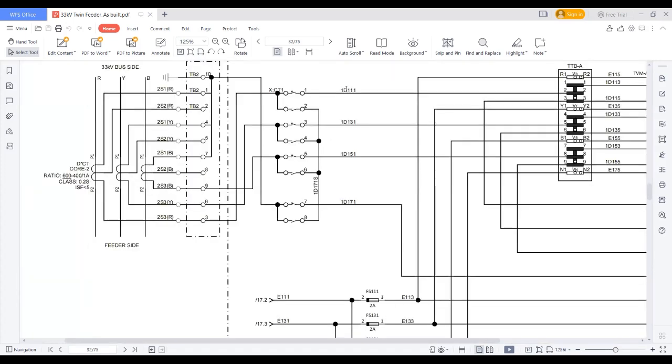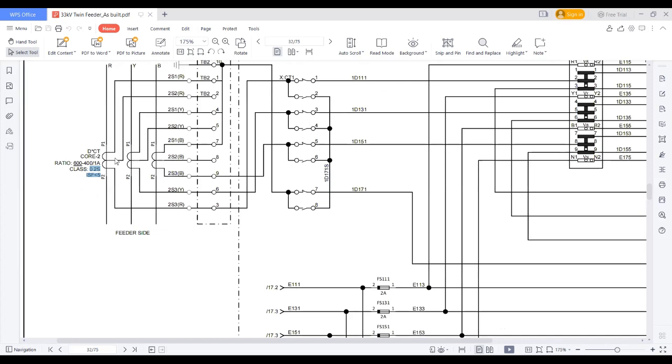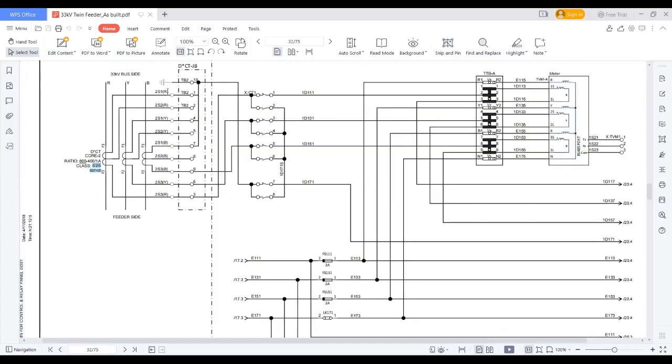If you see D, D represents metering CT connections. C represents protection CT connections. So that's the reason you can see here a class 0.2s, ISF less than 5. So for what is it applicable? For the metering, right? So it is a metering core. From the metering core, I am considering P1 and P2. P1 is earthed. The P2 is connected.